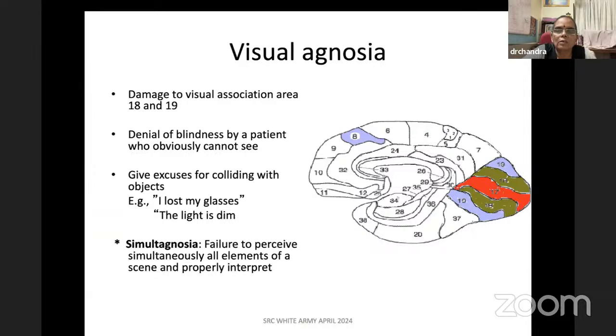What is visual agnosia? We'll go a little more into that. Damaged visual association areas produce visual agnosia. That is in the circuits. So they deny blindness because they see something.